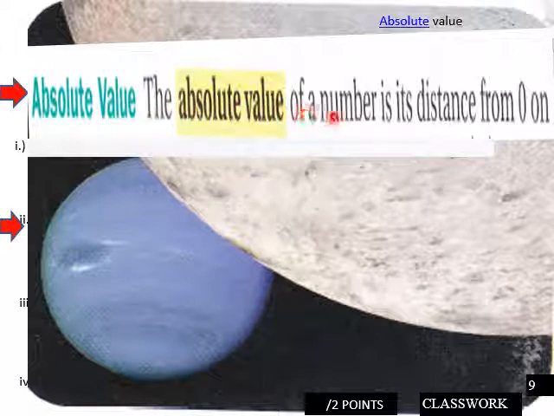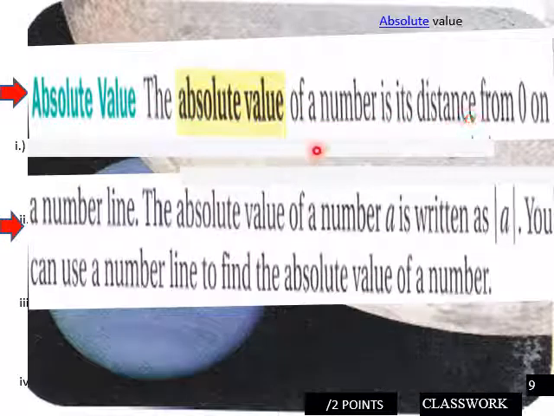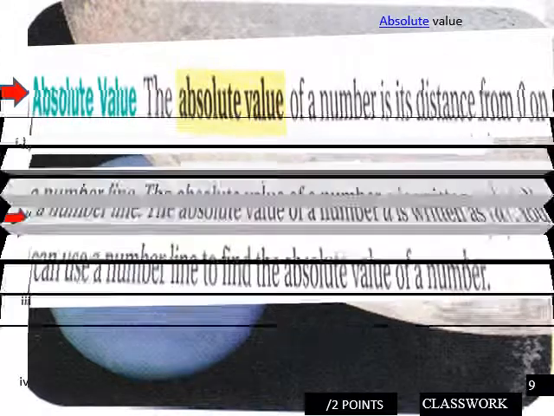The absolute value of a number is its distance from 0 on the number line. So this goes back to your definitions. Here's your definition, students, to go back in your notes on the definition of absolute value. The absolute value of number A is written like this, with two bars. You can use the number line to find the absolute value of a number. It's really the distance from 0.